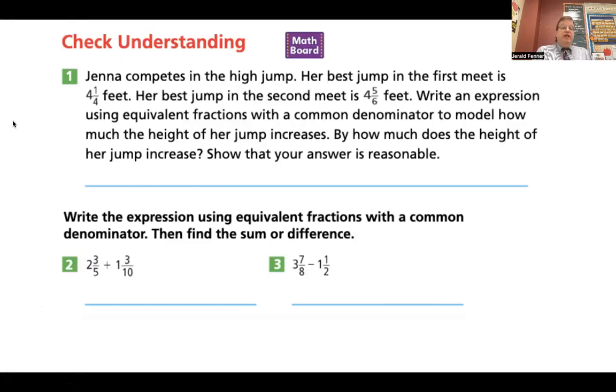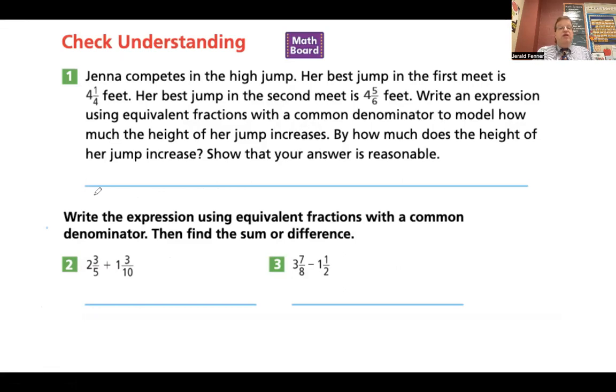So once again, we need to highlight the important information. Jenna competes in the high jump. Her best jump in the first meet was 4 1/4 feet. Her best jump in the second meet is 4 5/6 feet.